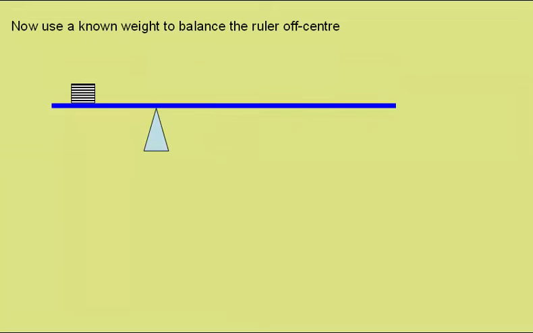Then we use a known weight to balance the ruler off-centre. You'll see we've moved the pivot point to the left. These weights here are providing the anti-clockwise moment. The weight of the ruler will be acting about here, providing the clockwise moment. So I'll mark this as W sub W, the weight of the weights, and this has a distance D sub W, and the weight of the ruler here, W sub R, is acting this distance from the pivot.